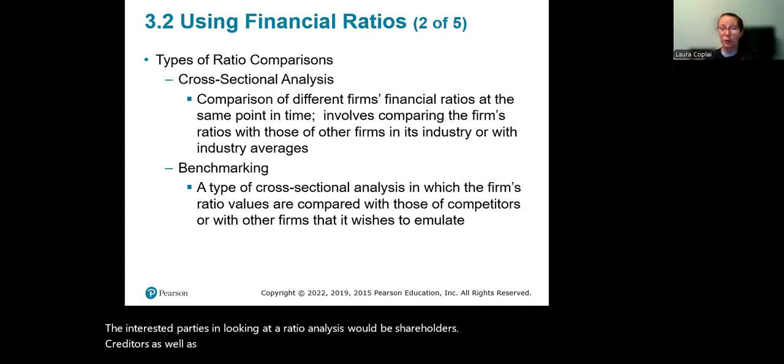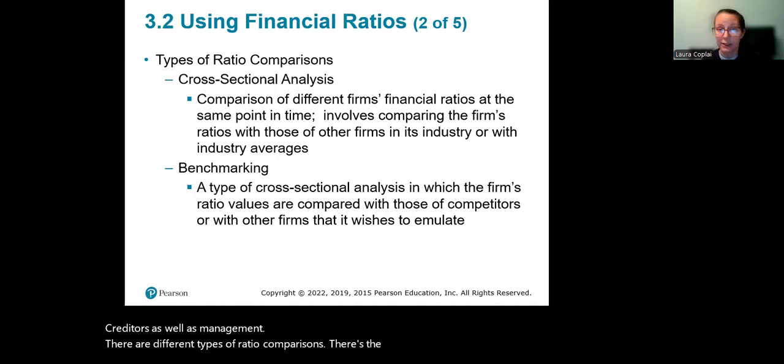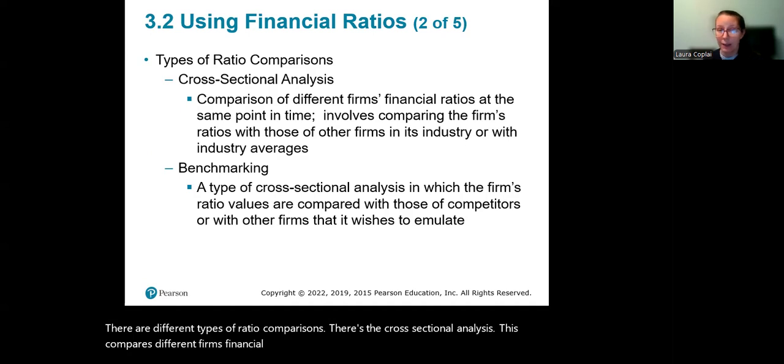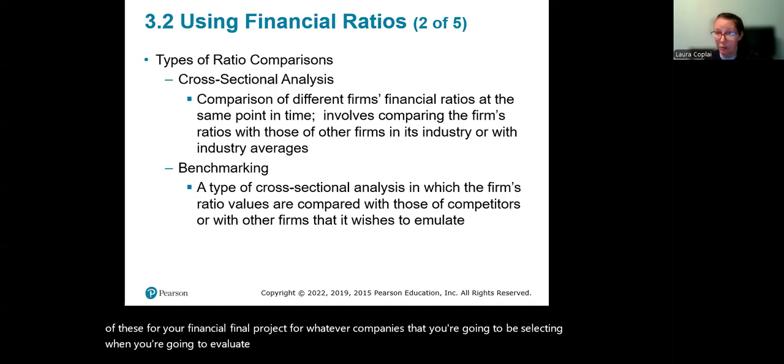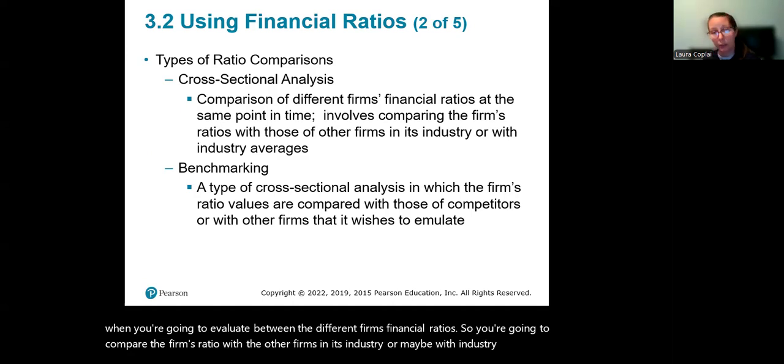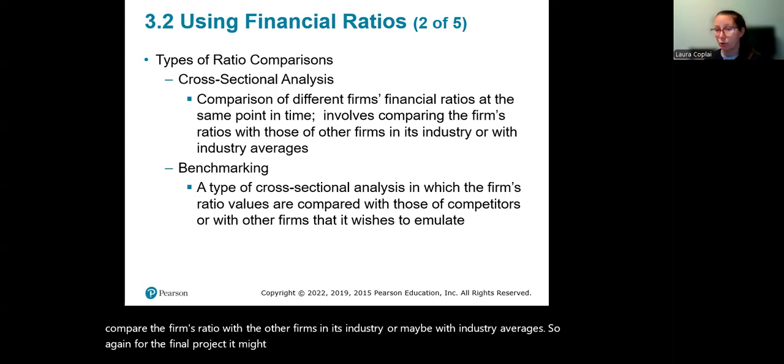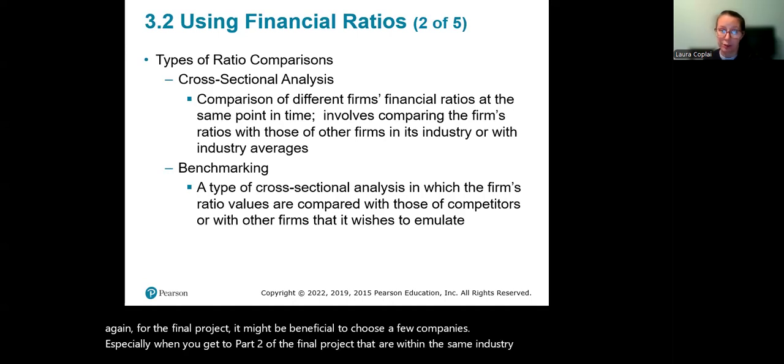There are different types of ratio comparisons. There's the cross-sectional analysis. This compares different firms' financial ratios at the same point in time. You're going to be doing one of these for your final project for whatever companies you select, when you evaluate between the different firms' financial ratios. So you're going to compare the firm's ratio with other firms in its industry or maybe with industry averages. So again, for the final project, it might be beneficial to choose a few companies, especially when you get to part 2 of the final project, that are within the same industry as your initial selection.